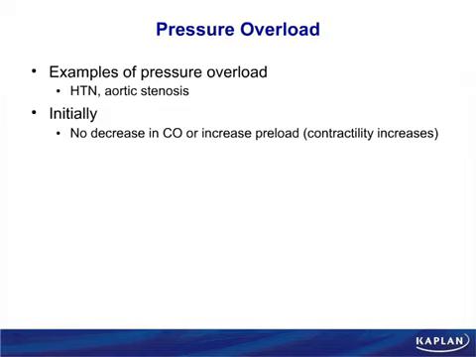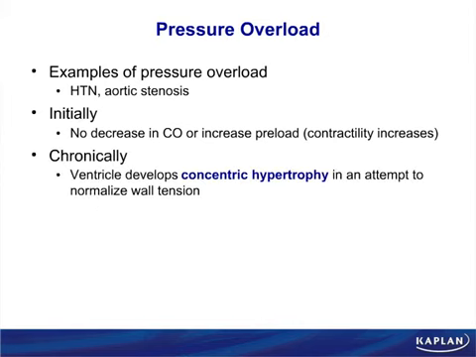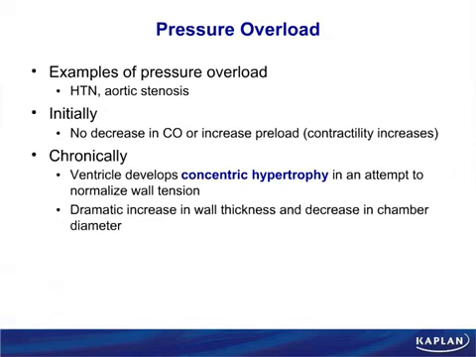All right, initially it's okay. We'll increase contractility. We'll be able to deal with it. But chronically, over time, the ventricle will develop a concentric hypertrophy. All right, let's think about that. Concentric hypertrophy. This is a bad hypertrophy. This is a big increase in wall thickness with a decrease in chamber diameter.